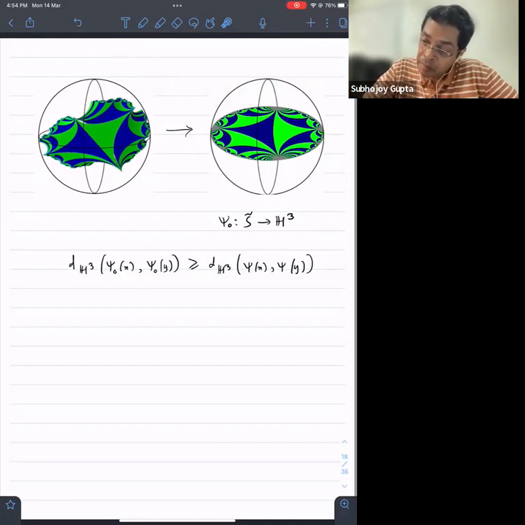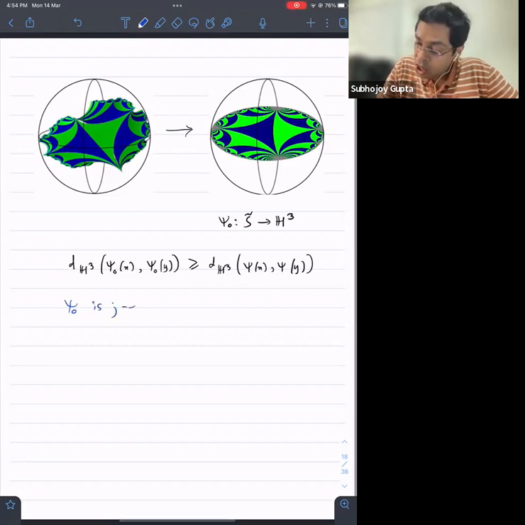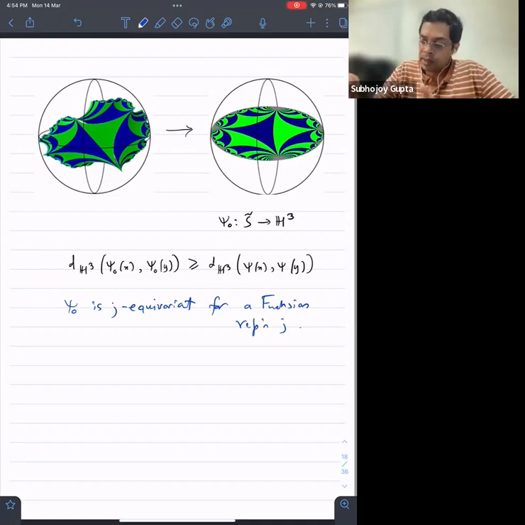And the key observation that I mentioned is that the distances increase when you do that in hyperbolic 3-space. And this is how you get domination. And this new map rho 0, psi 0, is actually J-equivariant with respect to some Fuchsian representation. This is the representation that dominates, the Fuchsian representation J. Okay, so this is an idea of our domination result.